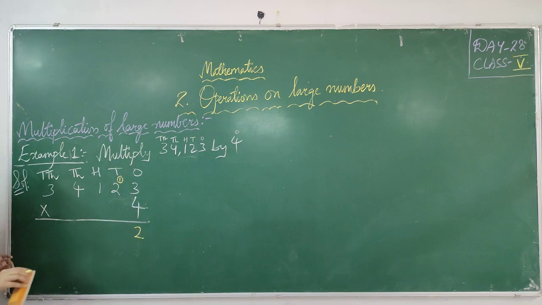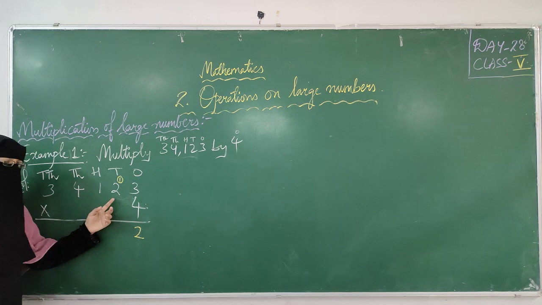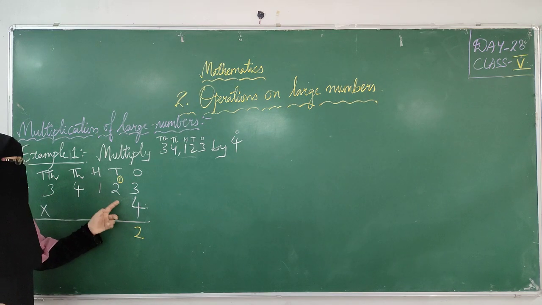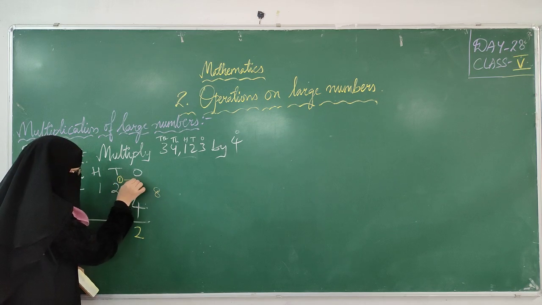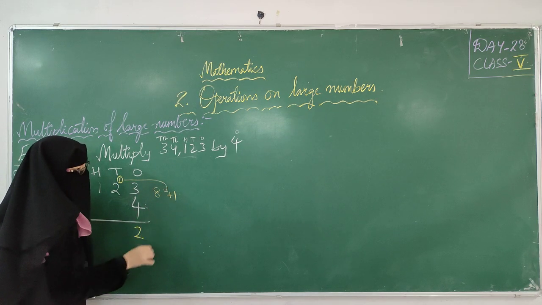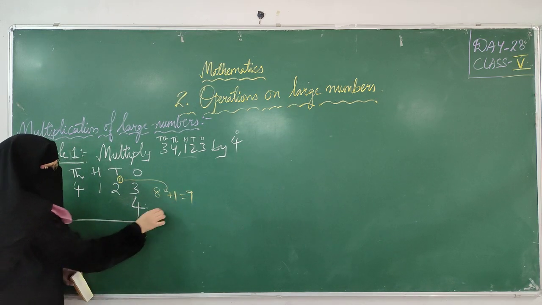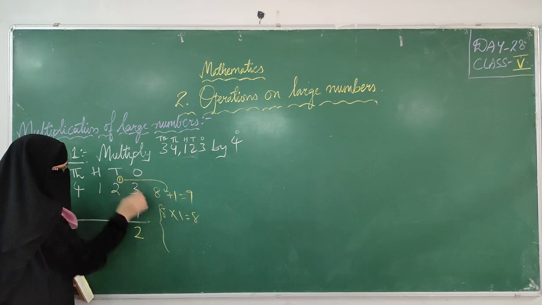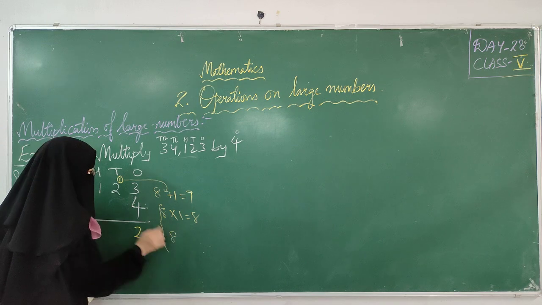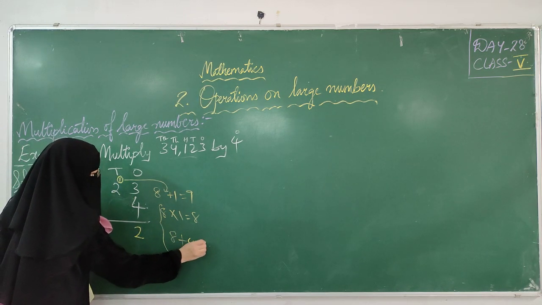Learn the 4 table perfectly. See, 4 ones are 4, 4 twos are 8. 8, right? 4 twos are 8. We got 8, and we have to add this carry plus 1. We will get 9. Don't multiply 8 ones are 8. Or don't do like this: 4 twos are 8, then 4 ones are 4.